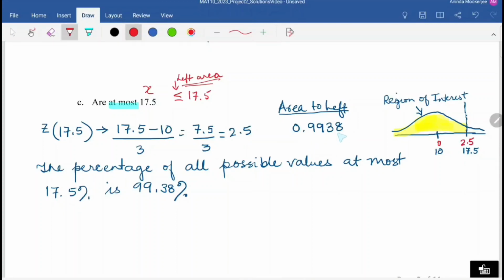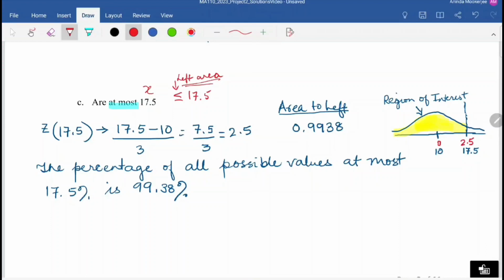All right, so now its area to the left is what we were looking for. The table directly gives us areas to the left, so we do not have to subtract from anything as we did when we wanted to find the area to the right or between two values. So this stops here.